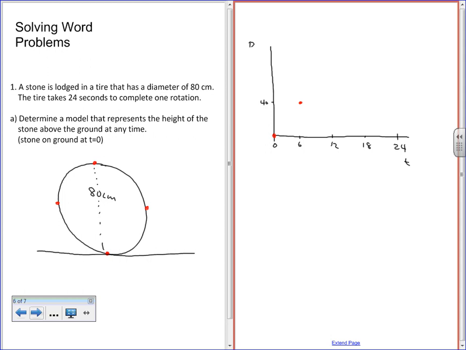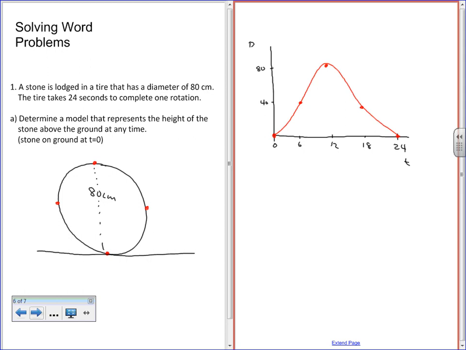And when it reaches the top of the tire, how far is it above the ground? 80. And then it falls back down to 40, and then back down to the ground again. Does this make sense, how this represents the height of the tire above the ground? If you want to, you can join it up in a nice smooth curve. And this is the graph that you want to represent.